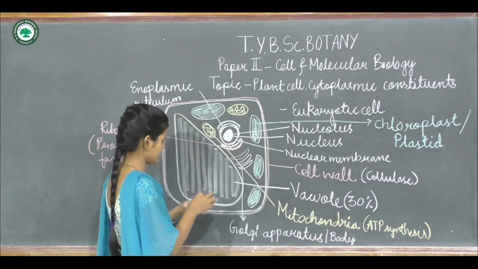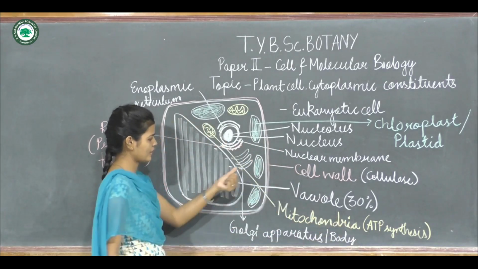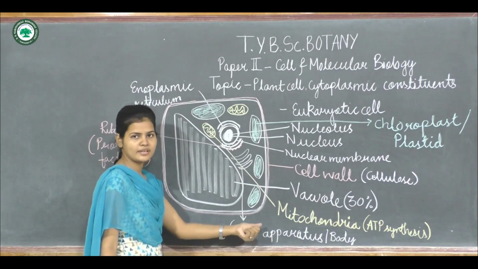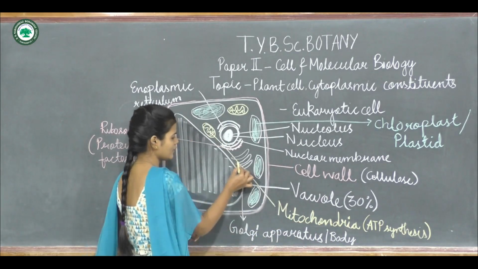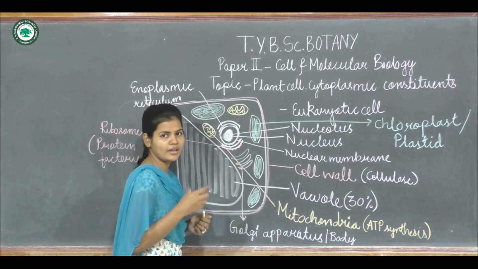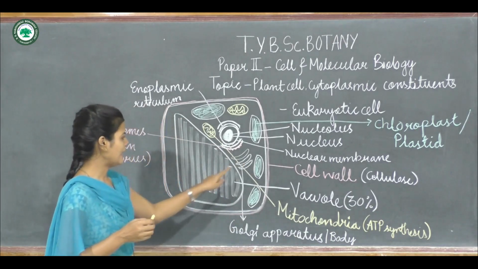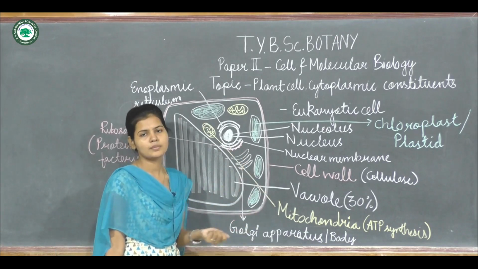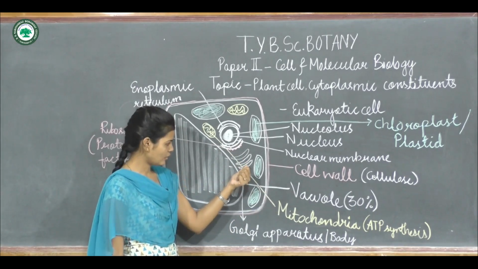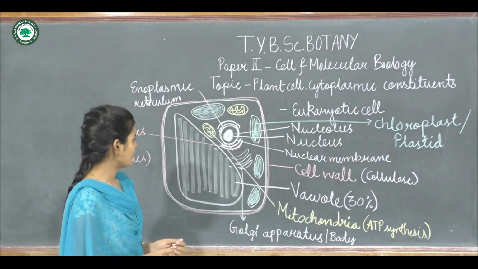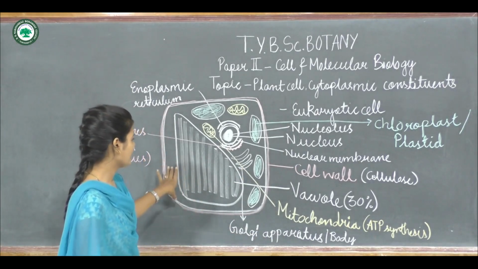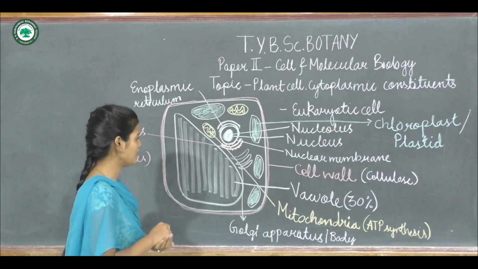Now there is presence of one more organelle, that is the Golgi apparatus or Golgi bodies. After the protein is synthesized in the ER, it will be transported to the Golgi, and here the protein sorting will take place. So this Golgi is the organelle where protein sorting takes place. Now these are the different organelles which are present in a plant cell.